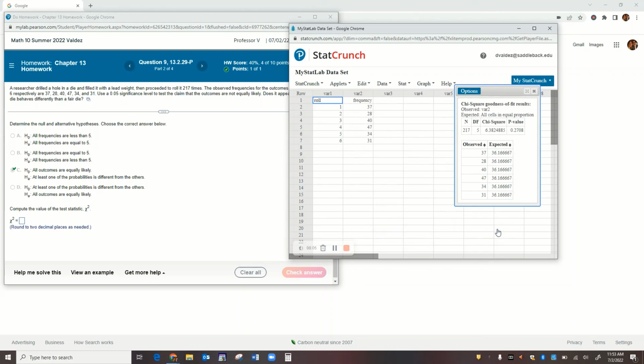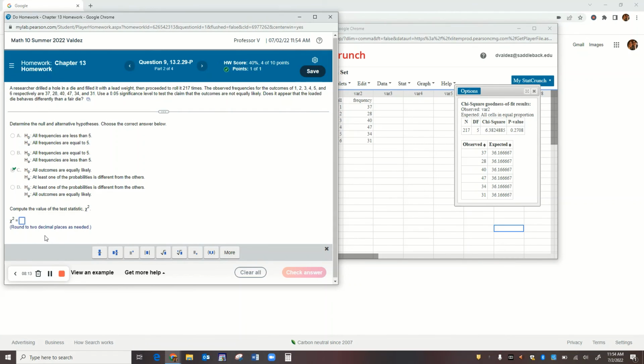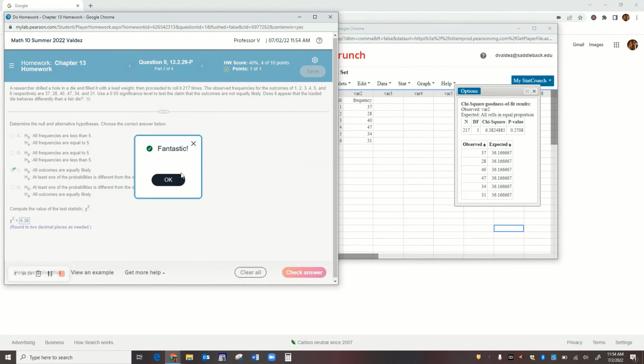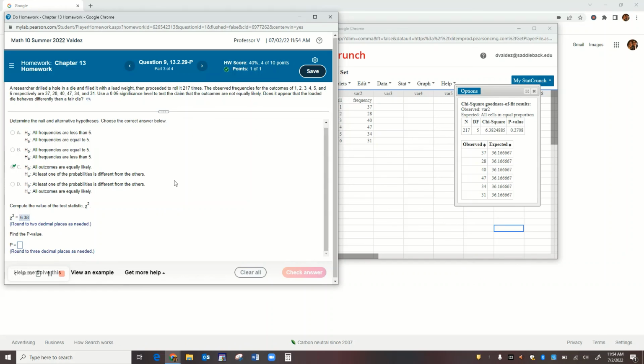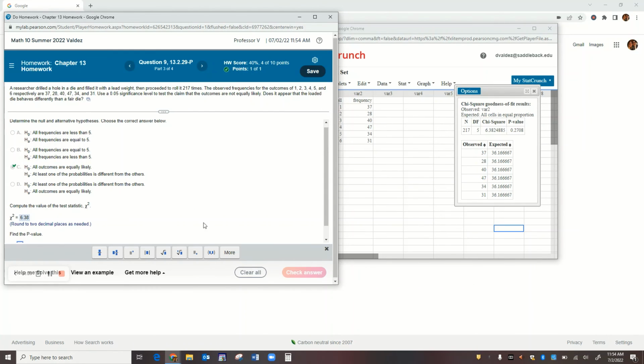Compute. So here we go. Compute the value of the test statistic. There it is, 6.38. This time you're only rounding to 2 decimal places. Read that carefully. I can't tell you how many times I thought I did something wrong, and it's just that I didn't round to the correct number of decimal places because they always switch it up on you. Okay. And then find the p-value. It's right there. 3 decimal places this time.